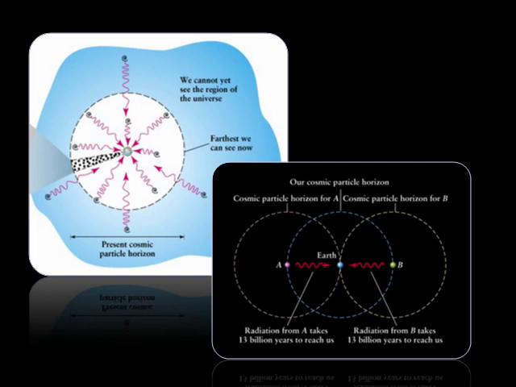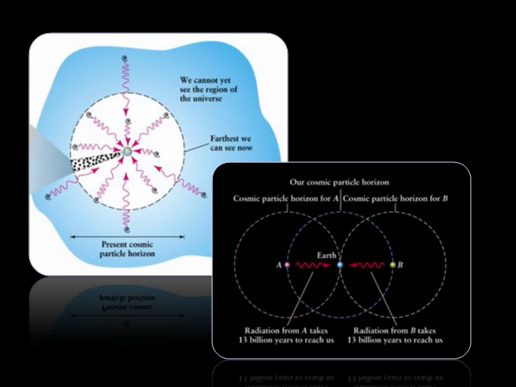Consider the inset diagram here on the lower right, where Earth is viewing light from, let's say, two galaxies, Galaxy A and Galaxy B, that are very distant from Earth. In fact, they're 13 billion years away from Earth, which is nearly what we refer to as the age of the observable universe. So light from A and light from B have traveled for 13 billion years in order to arrive at Earth. In fact, according to this experiment, it has taken them the entire lifetime of the observable universe in order to arrive at Earth.